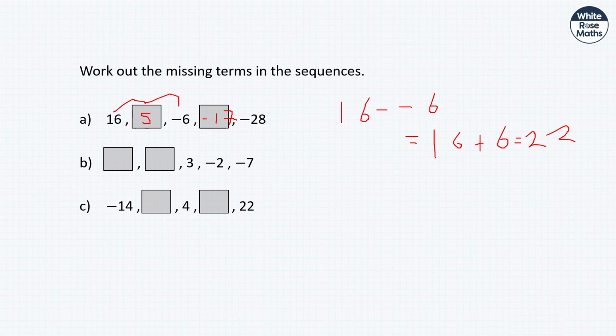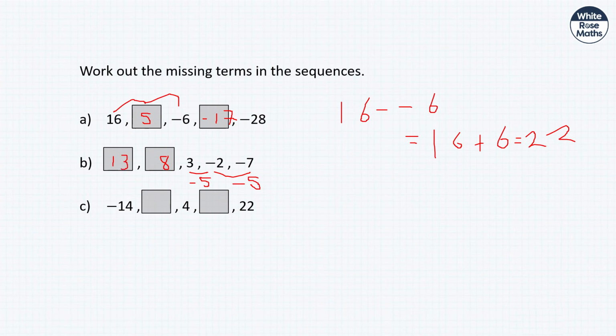Okay, we're getting there. Okay, this next one, being very careful actually. I'm actually subtracting 5 each time. So going backwards, I'm going to be adding 5. 3 plus 5 is going to be 8, and 8 plus 5 is going to be 13.